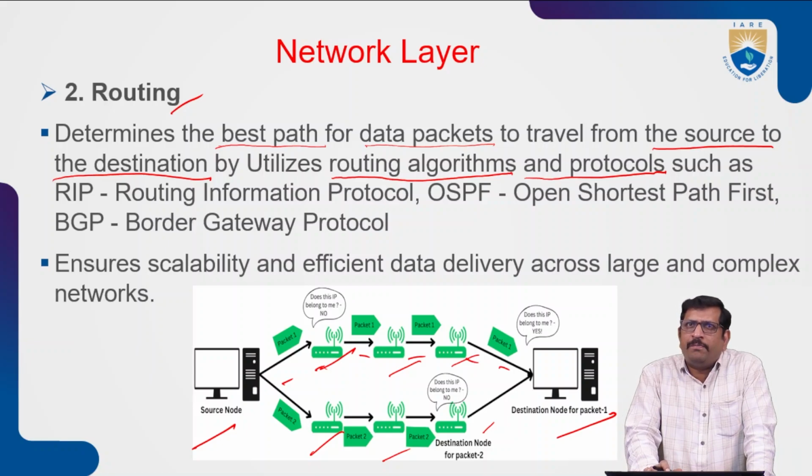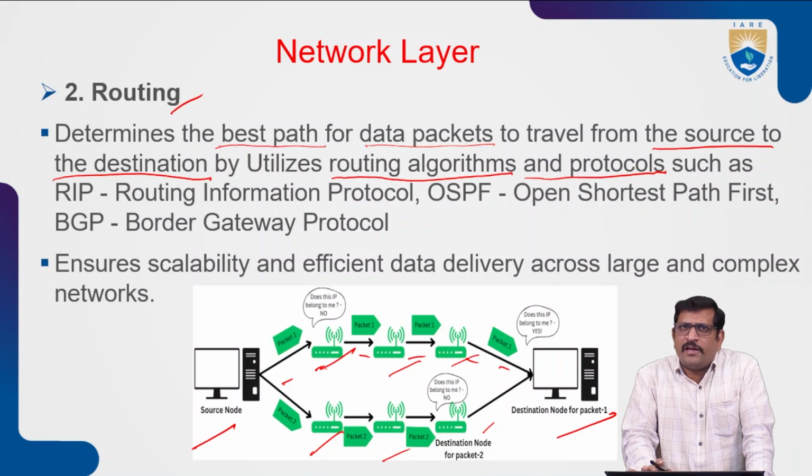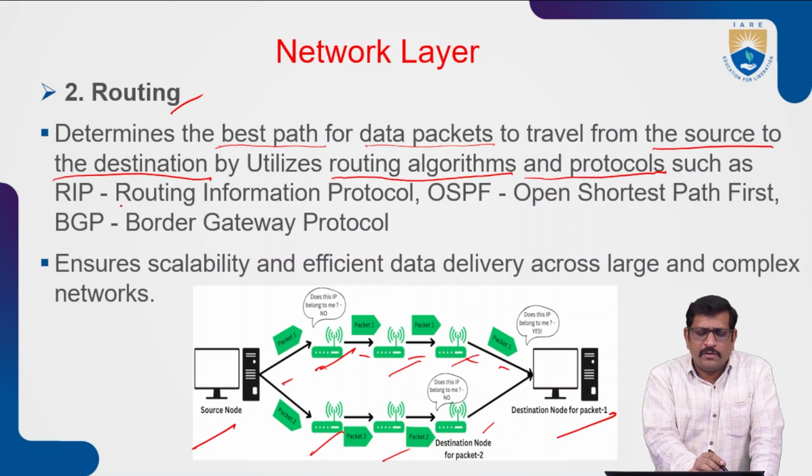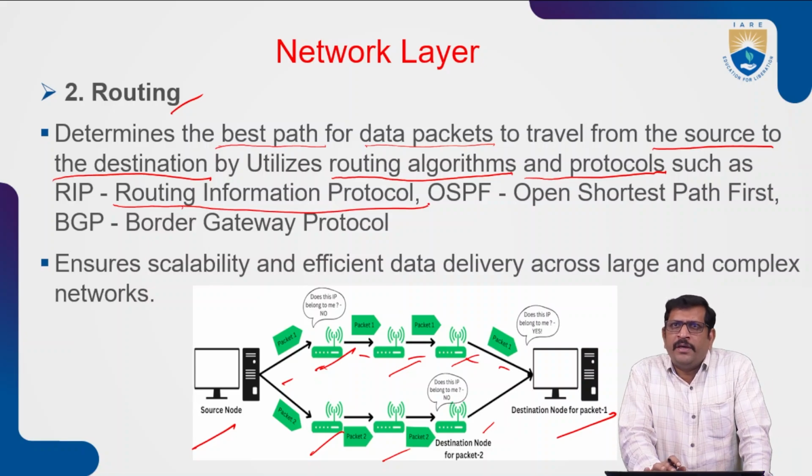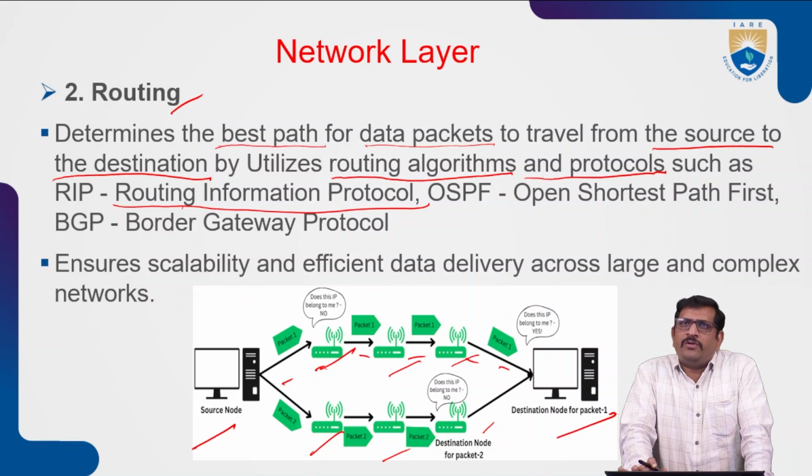For finding the best path, we are using routing algorithms and protocols. With the help of these routing algorithms and protocols, we can find and carry the information between the source and destination. Generally in routing we are using the Routing Information Protocol, that is RIP, which gives the information about the shortest route among whatever paths are available.